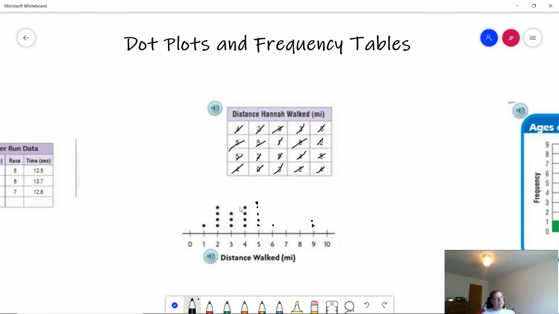The specific question that they wanted to answer with this is to say that this person, Hannah, is going to walk 1 more day. What would be the most likely number of miles that she would walk? It would match the most represented value on our dot plot. And so we would say that they might walk 5 miles.